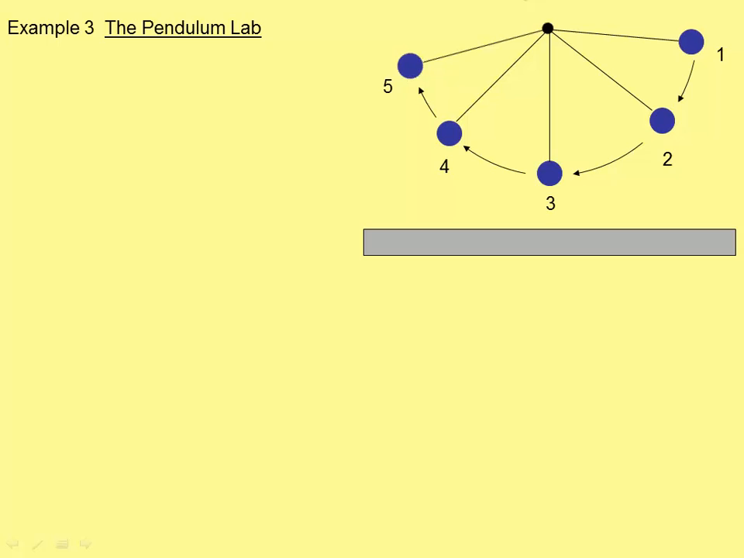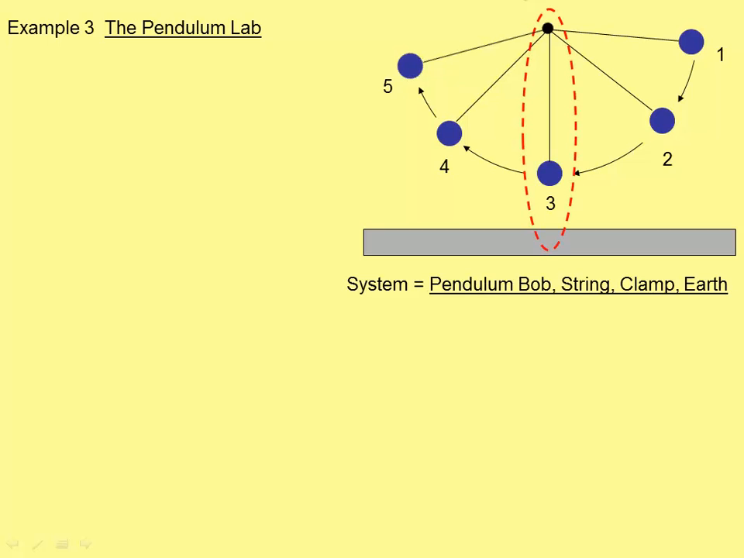So it's at rest here, and it's at rest at 5. 1 and 5 are the endpoints, and it's swinging through. 3 is all the way at the bottom. 2 is about halfway down. 4 is about halfway up. So it's swinging there. System: pendulum bob, that's technically what you call this thing at the end, the string, the clamp that it's tied up to up here, and the earth. Let's put everything in the system.